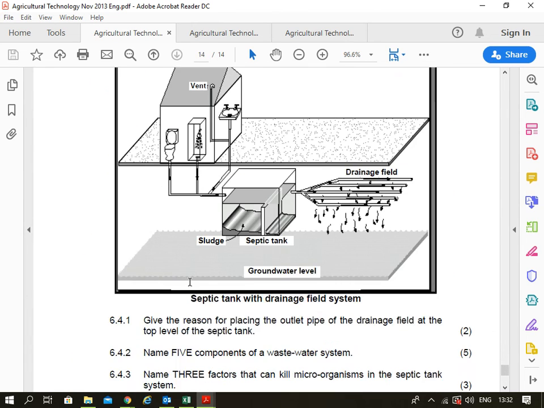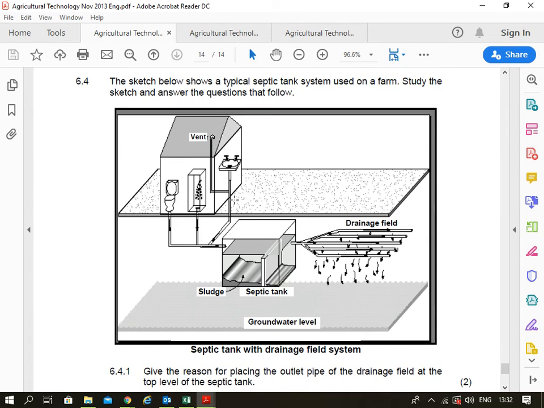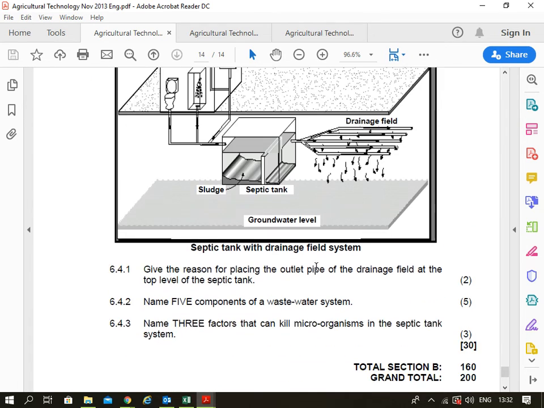6.4. There is a sketch in your JOPs, you'll find the sketch. In julle JOP het ek dit vir julle ingesit. Daai sketch is op besproeiing, die spesifieke sketch. Give the reason for placing the outlet pipe. Now, where's the outlet pipe? There we go. Of the drainage field at the top level of the septic tank. Hoekom is die uitlooppyp op die bo level van die septic tank?